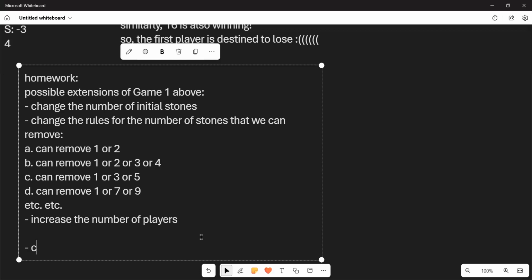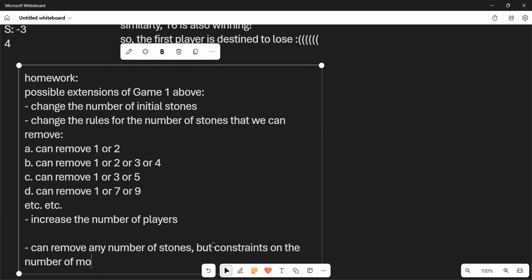Okay. What if there are n players, and then in one round, they finish all the stones? How many possibilities are there? Oh, now that's a counting question. Okay, let me write that. It can remove any number of stones, but constraints on the number of moves.